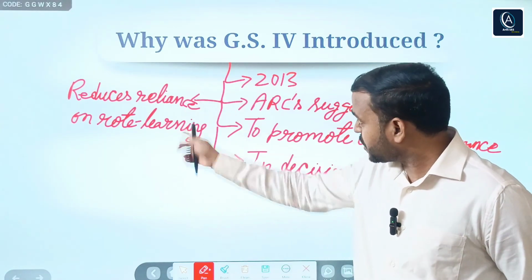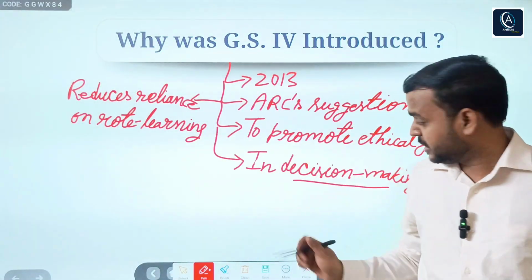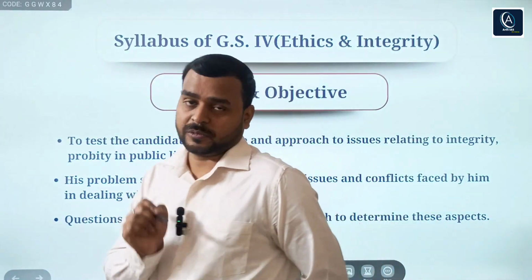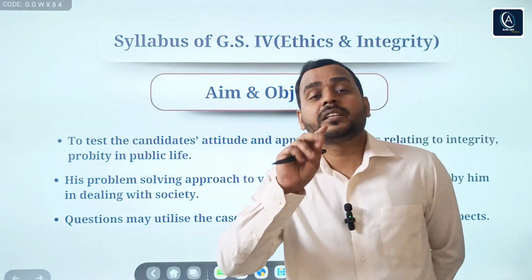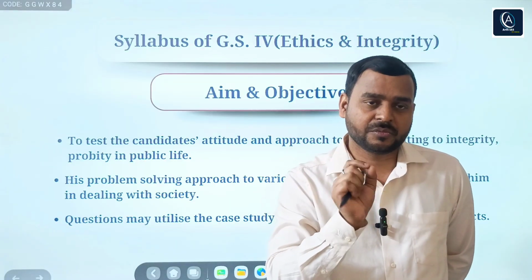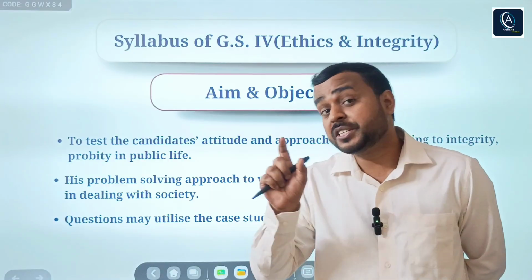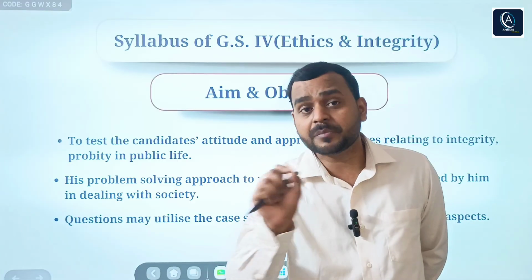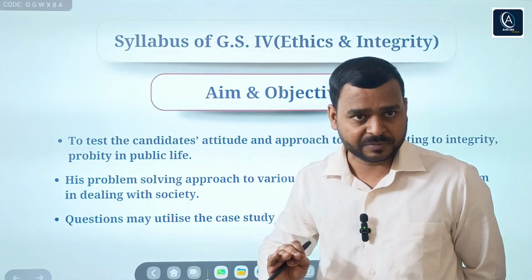So this was all about the logic or reason behind the introduction of this paper. Now, let's see the syllabus of GS paper 4, ethics and integrity. In the rest of the GS papers, there is no note. For example, in GS paper 1, 2, 3, simply topics are mentioned. But in GS paper 4, a certain note is mentioned above the topics, and it is written in paragraph format. I have made it in point format to make you understand in a better manner.